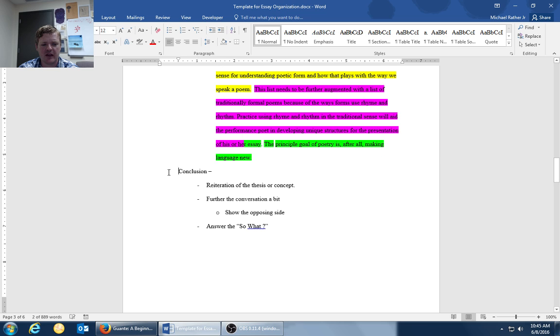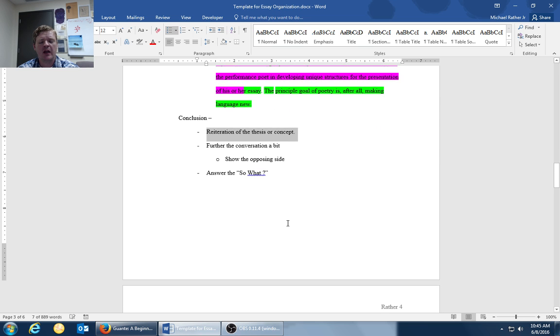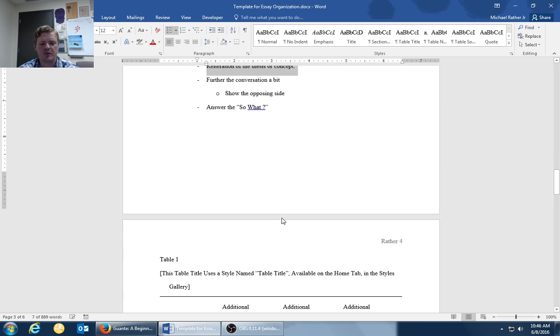The last thing you have is a conclusion. The conclusion is a reiteration of the thesis or central concept of the paper. It should further the conversation just a little bit, maybe by showing the opposing side. And it should answer the so what question. That means, why is this information important to somebody who is not a member of this community? What usefulness might they find in knowing this information, or why might it become an issue to the larger community?